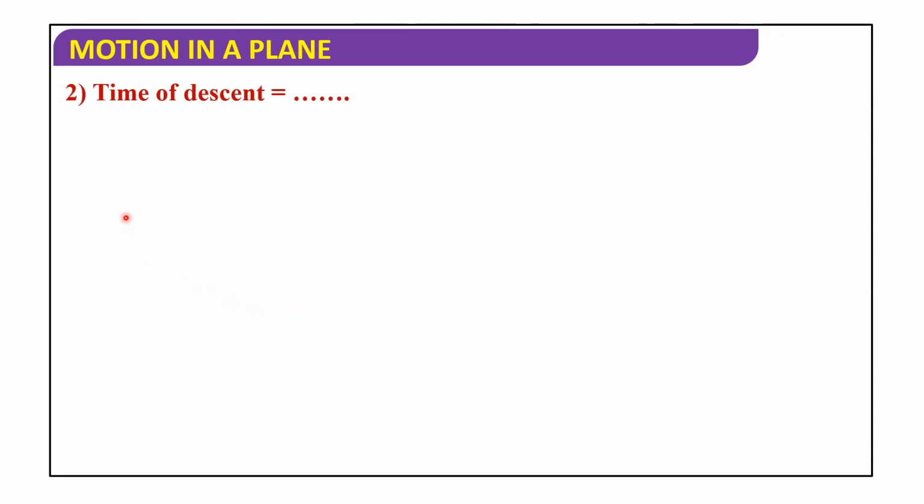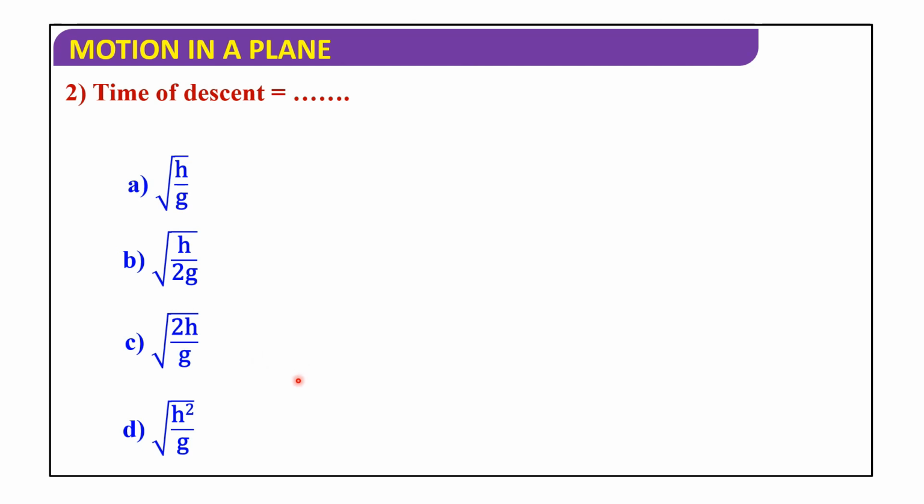Next one. Time of descent T is equal to: root of h by g, root of h by 2g, root of 2h by g, or root of h square by g. So the time of descent Td is equal to root of 2h by g. So option C is correct.